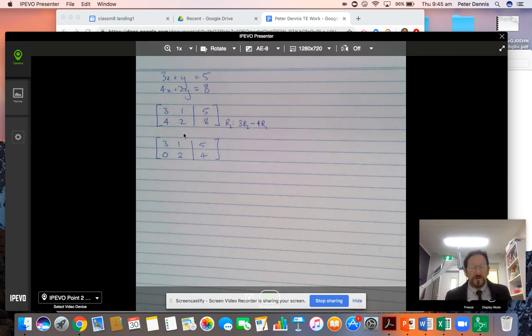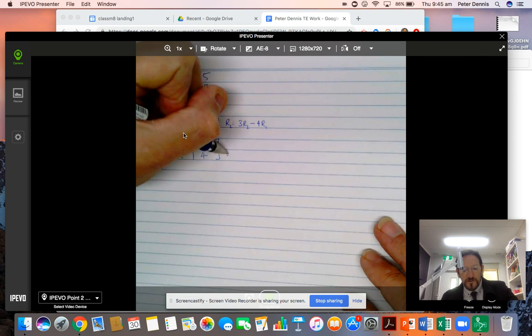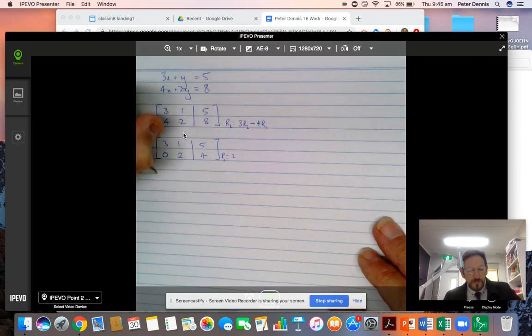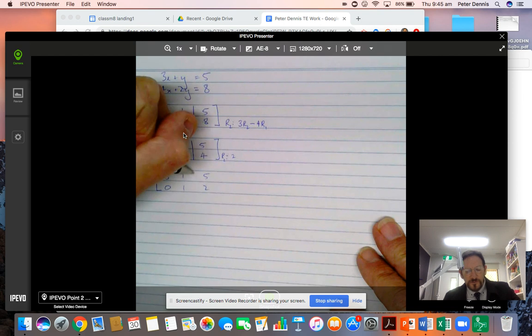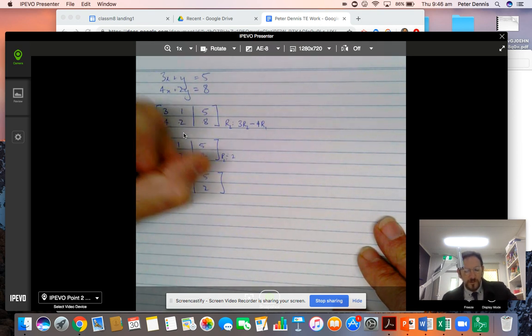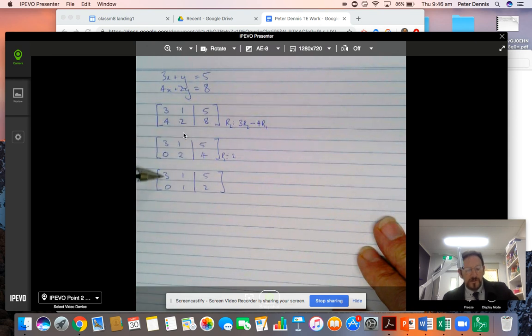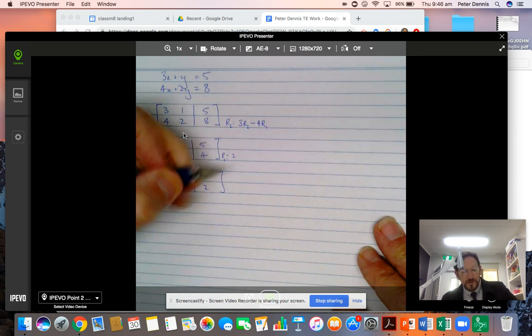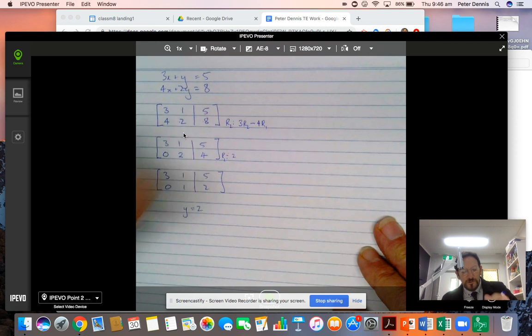And we can do some other things there. We can divide this row, R2, by 2 and we get it a bit nicer perhaps. We get 3, 1, 5, 0, 1, 2, because we're just dividing the whole row by 2. And straight away we can read off that y equals 2. Remember, this is our x, this is our y. So we've got y equals 2 straight away.